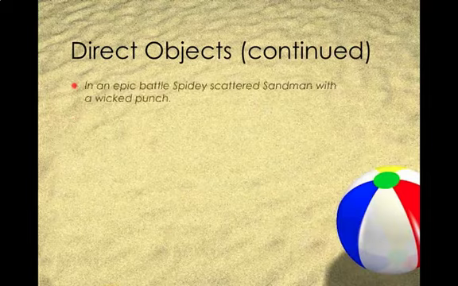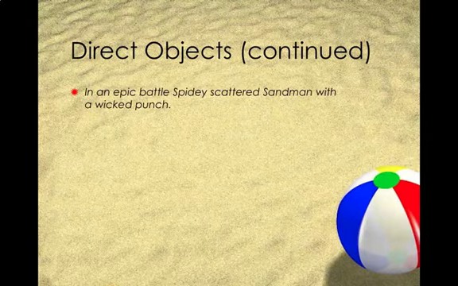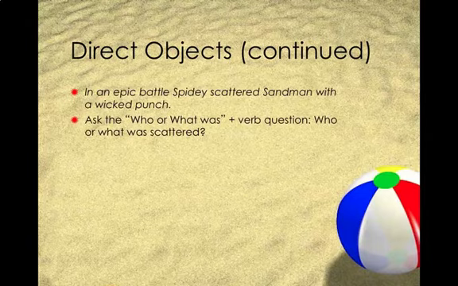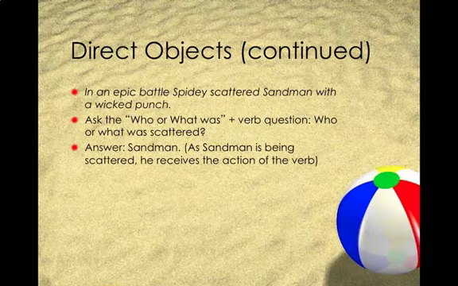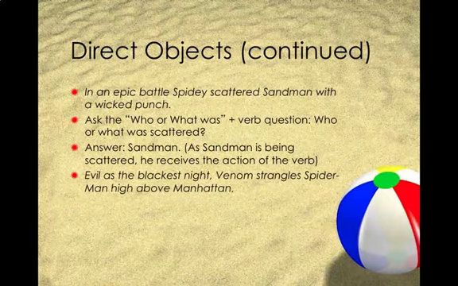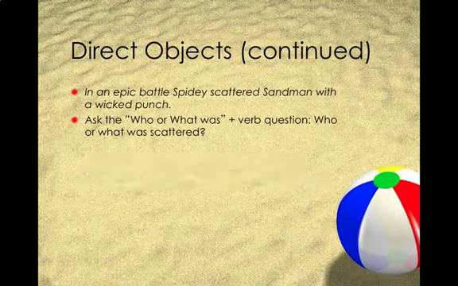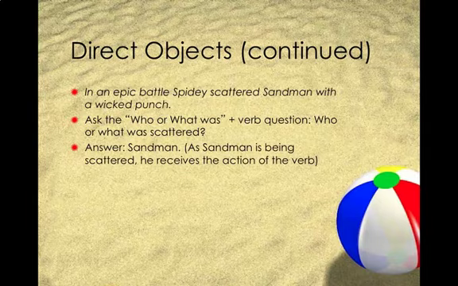Honest, I do. Alright, so in an epic battle, Spidey scattered Sandman with a wicked punch. Ask the who or what was plus the verb question. What's the verb? Scattered. Who or what was scattered? Sandman. The answer to that question will be the direct object. See, he's receiving the action of that verb. He's not doing it. Spider-Man's doing it. Spidey's doing the scattering. Sandman is being scattered. Hence, he becomes the direct object.